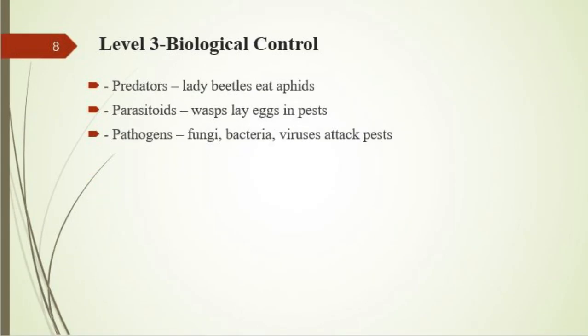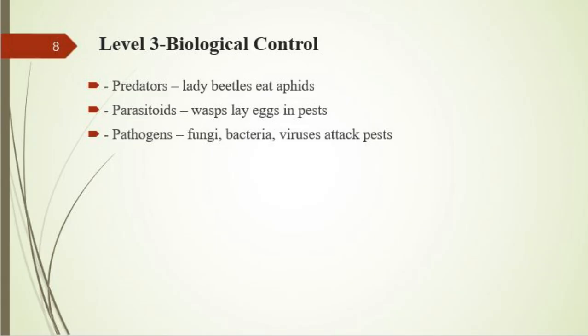Level 3. Biological control. The third level is biological control. This means using living organisms to control pests naturally. Nature already has many natural enemies of harmful insects. Examples include predators: lady beetles eat aphids. Parasitoids: wasps lay eggs in pests. Pathogens: fungi, bacteria, and viruses attack pests. These organisms feed on or infect harmful pests.